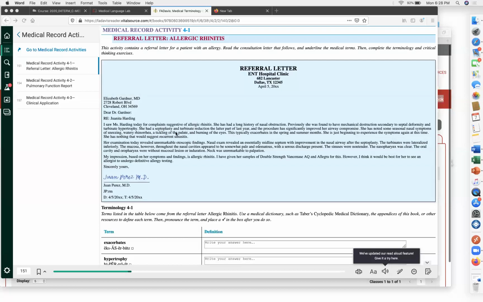So do you see this whole paragraph is her history? And that's got to be the subjective part. Now look at the objective part. Her examination today revealed unremarkable otoscopic findings. So what did we do to her? I put an otoscope on her. What's an otoscope? Scope is an instrument that views. Oto means ears. Nasal exam revealed essentially midline septum, so the repair worked with improvement of the nasal airway, secondary or status post septoplasty. You're going to see a lot of that in charts.